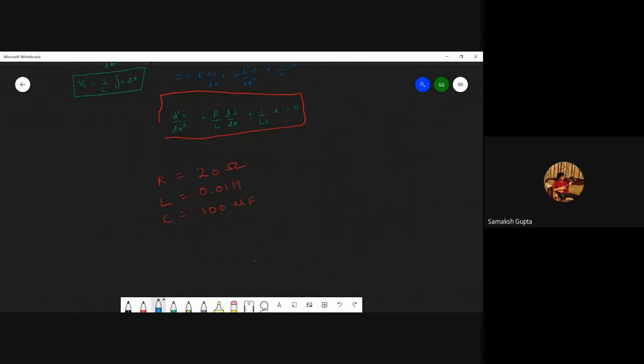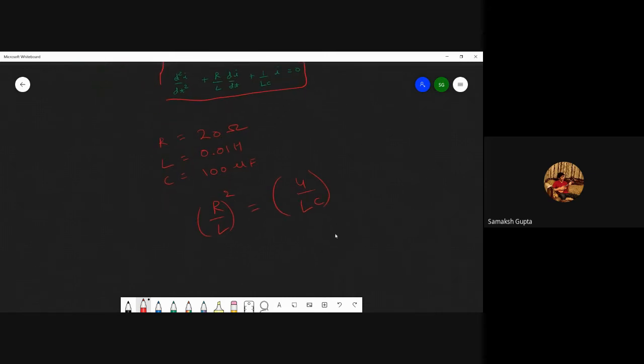So we can put these three values in, actually we don't have to even do that. What did we see? We saw that we need to compare (R/L)² with 4/LC. You can put the values and check. We will get equal here. Both of them are equal. So (R/L)² is the same as 4/LC, and we will have a critically damped case.